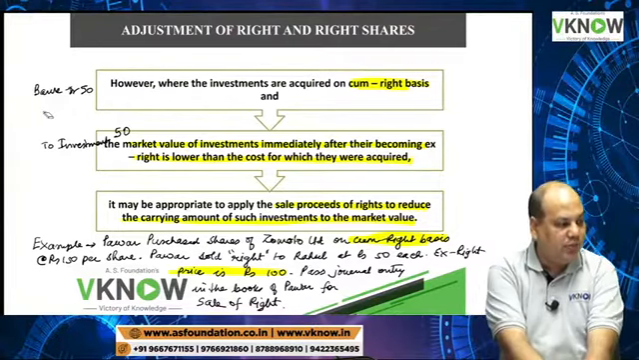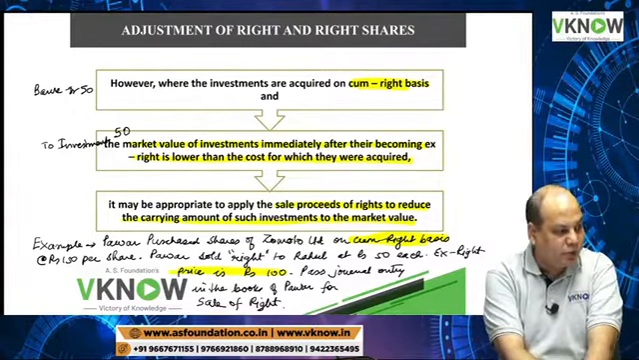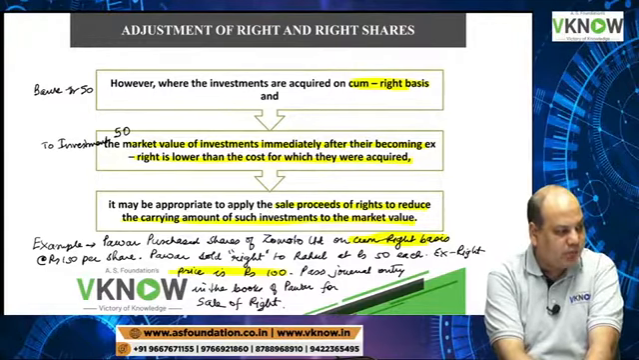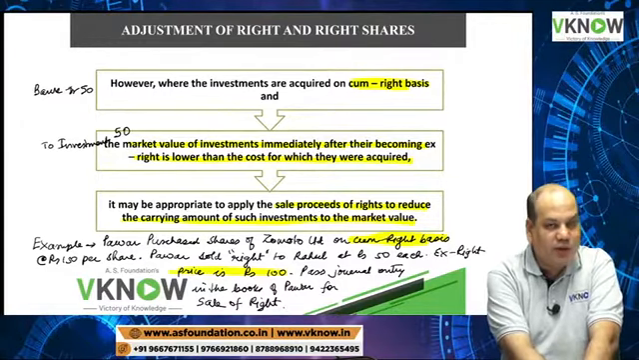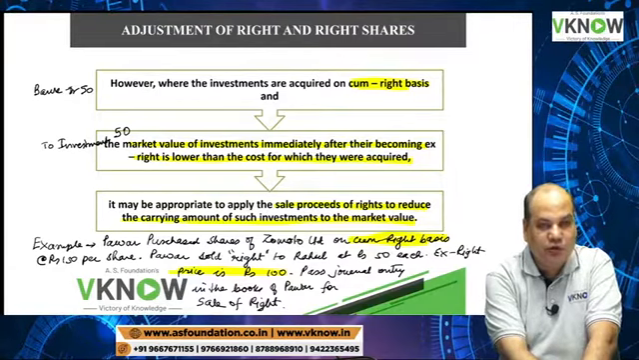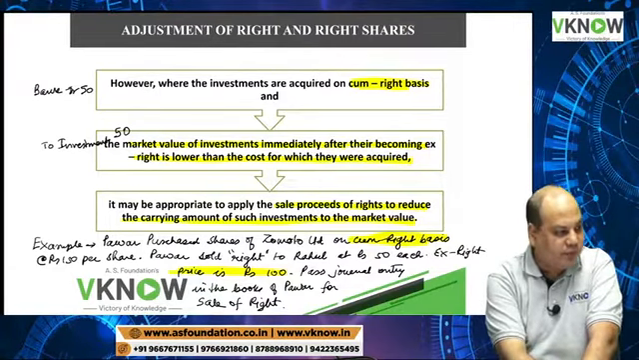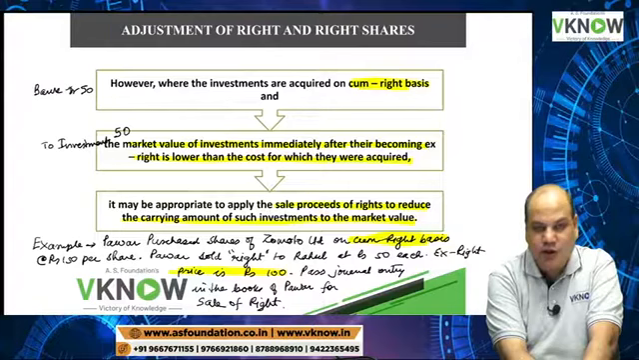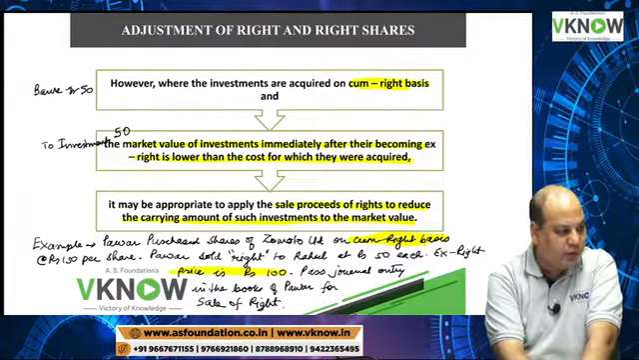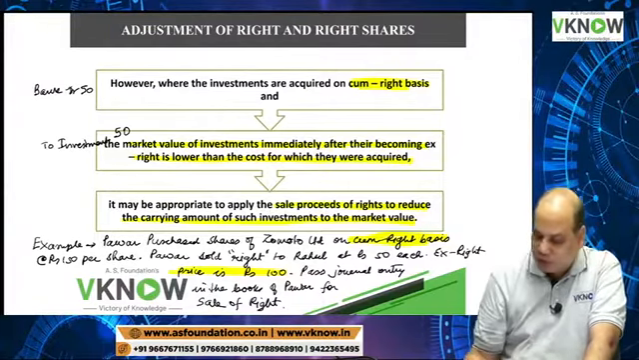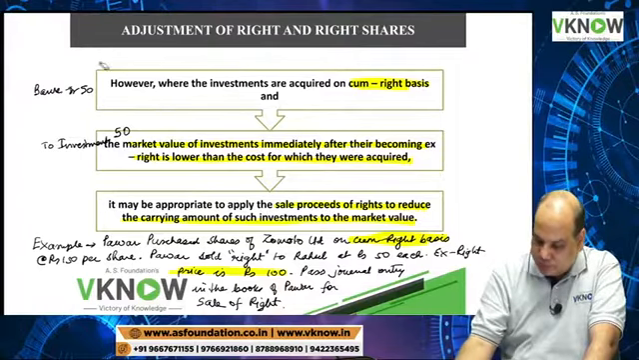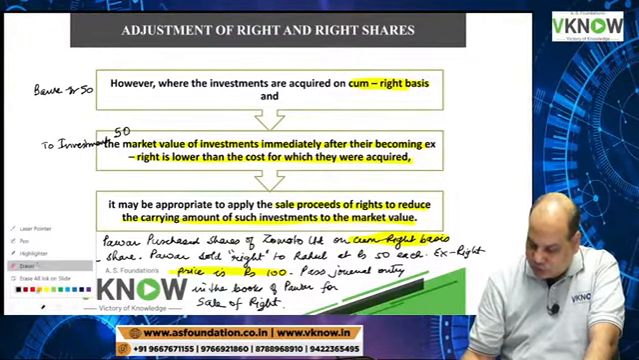Correct answer will be bank account debit 50 to investment account 50. Please write down bank account debit 50 to investment account 50. Write the amount also. Okay. So this is the answer.